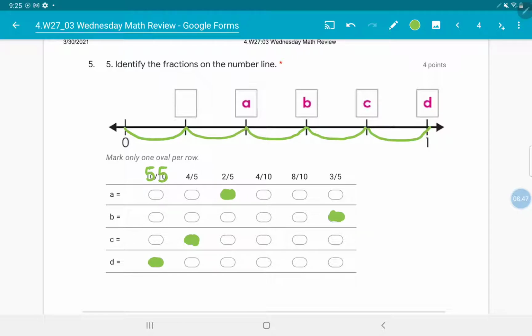What if instead of 5/5 here it said 10/10? Would that be true? Yes, because that's still one whole, isn't it? And we know that D represents one whole. All right, questions on Wednesday's? No. All right.